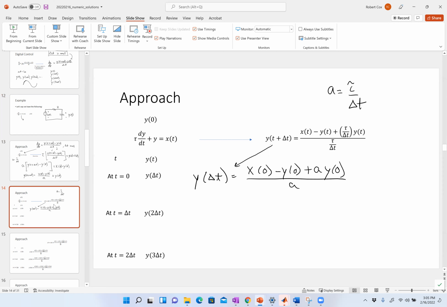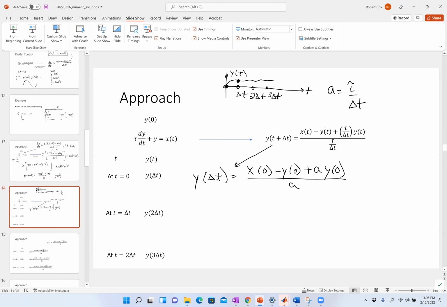So what did I just do with this? If I think about what's going on, basically at time t equal to 0, if I think about time here, let's say here's y of t, and here's t. Let's say here's delta t right here, and here's 2 delta t, and here's 3 delta t. Let's say this thing's going along like this.